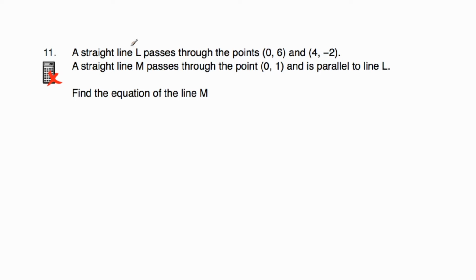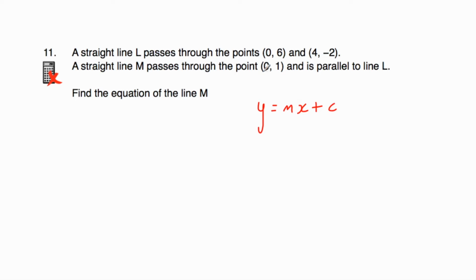So question number 11 says the straight line L passes through the point (0, 6) and (4, -2). And the straight line M passes through the point (0, 1) and is parallel to the line L. That's good, so these two lines are parallel. And we've been asked to find the equation of the line M. So M's a straight line, so we know it's going to be in the form y equals mx plus c. So we need to find the m, the gradient, and c, the y-intercept.